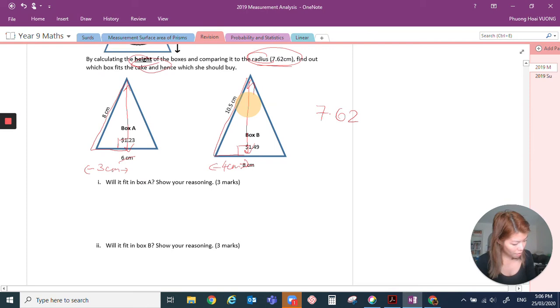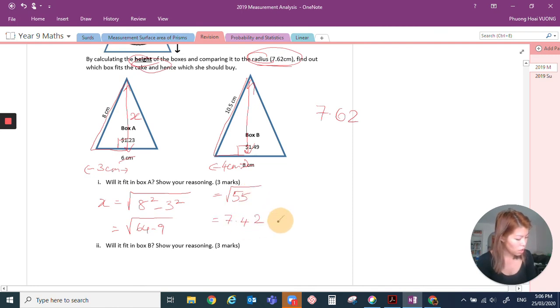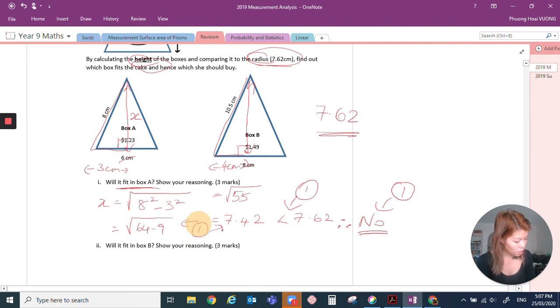So for box A, we have to find the height. X will be the square root of 8 squared minus 3 squared, which is 64 minus 9, which is 55. And if you put that in the calculator, you get 7.42, which is less than 7.62. So the answer is no. It does not fit. Okay. So 1 mark for saying no if you get to that bit, 1 mark for showing that it is less, and then 1 mark for working out and getting the right answer.